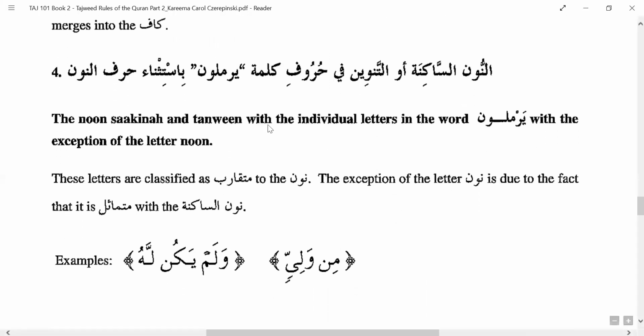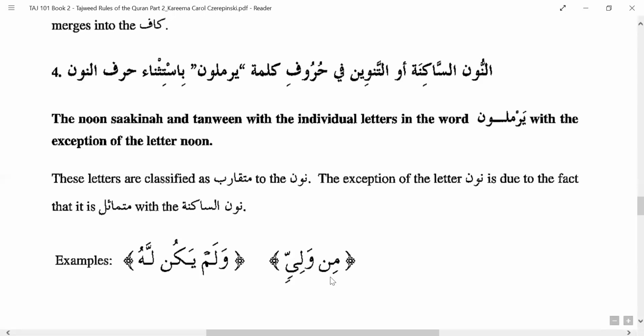Then you have noon sakina and tanween. This rule we have seen when we studied the noon sakina. When you have the letters of the word yarmaloon, okay, exception of noon, leaving those, they are classified as mutaqarib. They are close to the makhraj of noon. Now, the exception for noon is because when in yarmaloon the noon sakina is followed by a noon, this comes under the category of mutamathilan because they are the same letter. So they will not fall under mutaqariban.